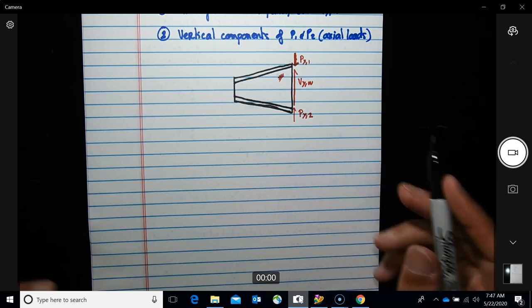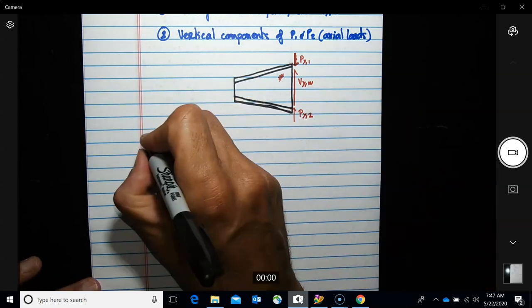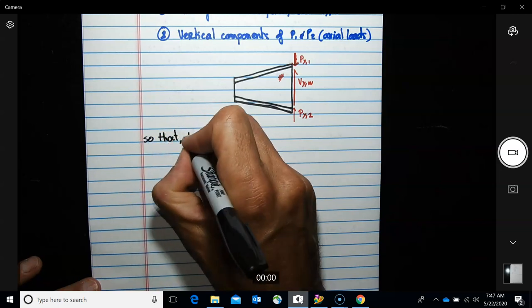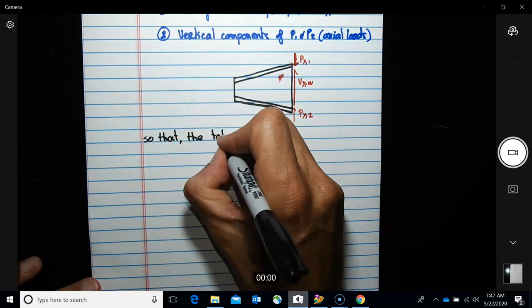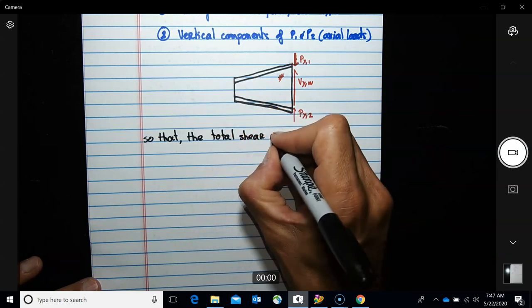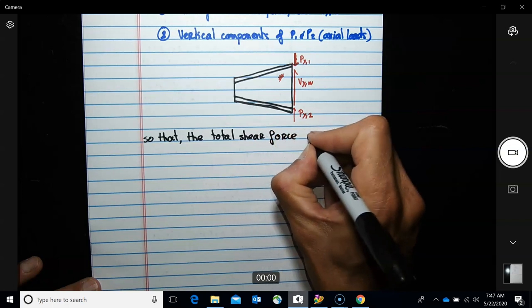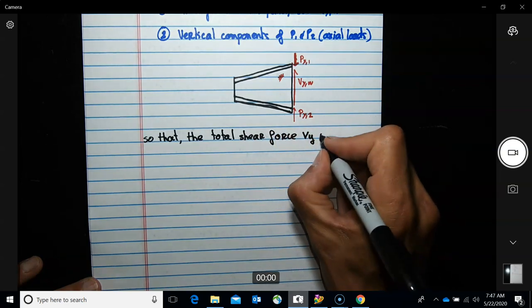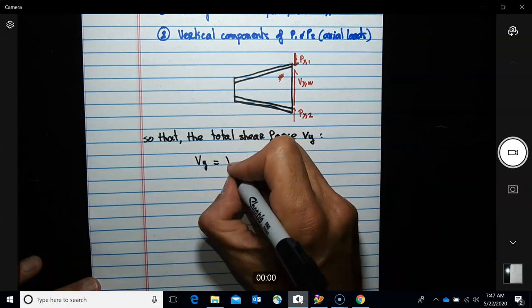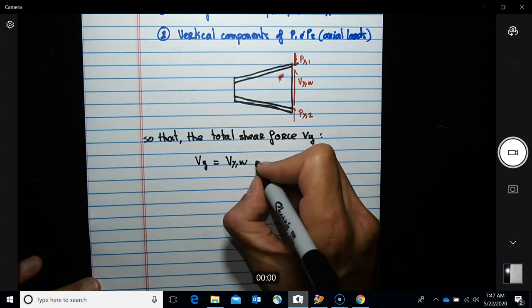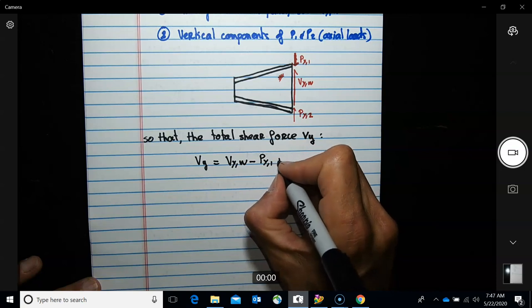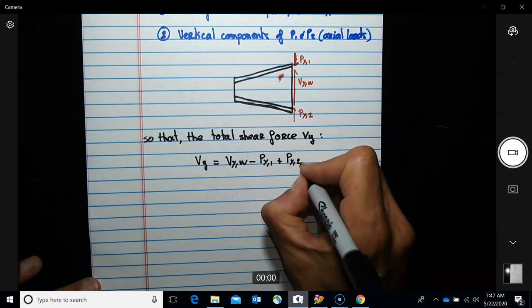You need to do the figure so that the total shear force, say VY, would be equal to what? So in this case it would be VY web minus PY1 plus PY2.